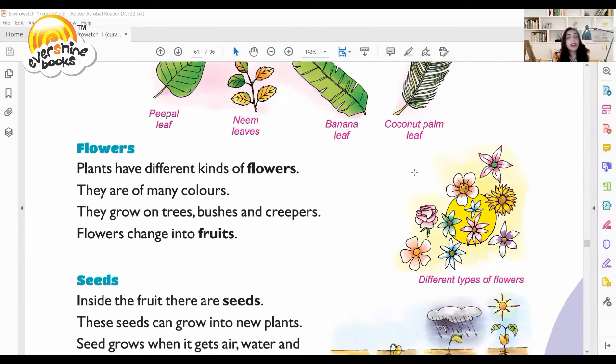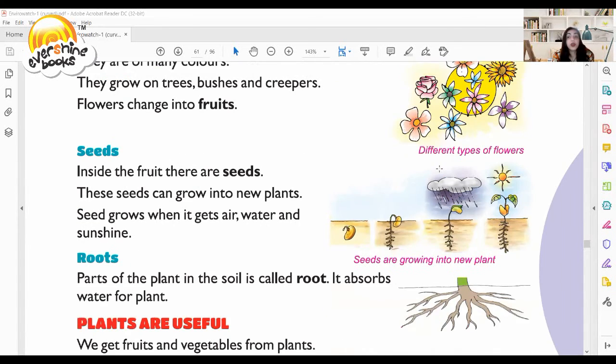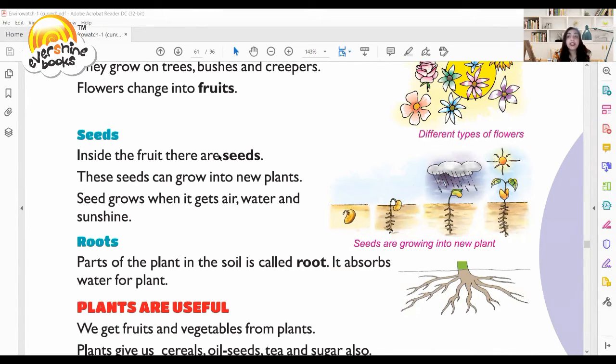Flowers. Plants have different kinds of flowers. They are of many colors. They grow on trees, bushes, and creepers. Flowers become fruits. Let us talk about seeds. Inside the fruit, there are seeds. These seeds can grow into new plants. Seed grows when it gets air, water, and sunshine.